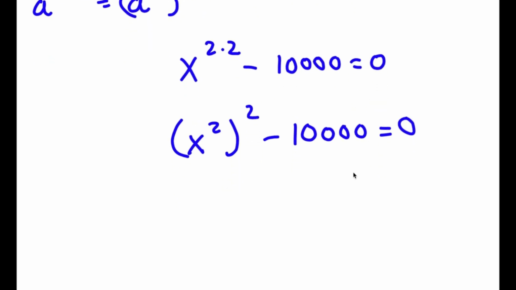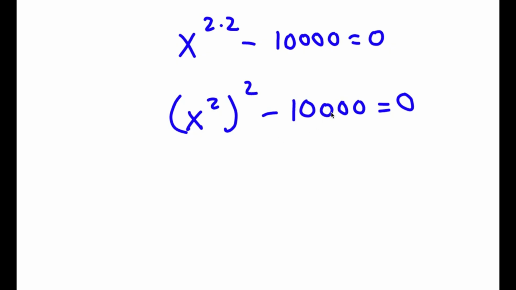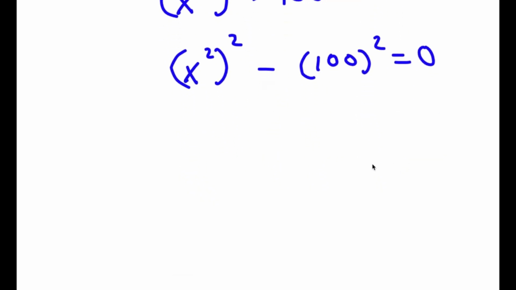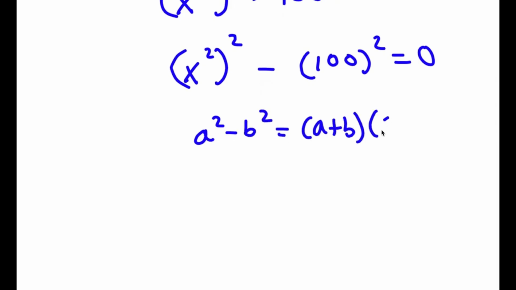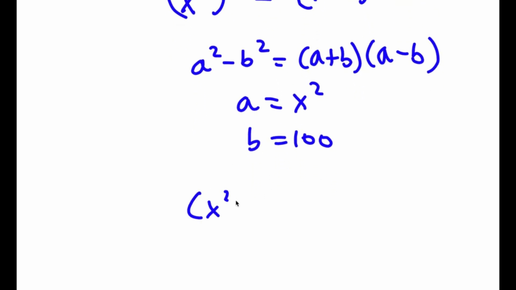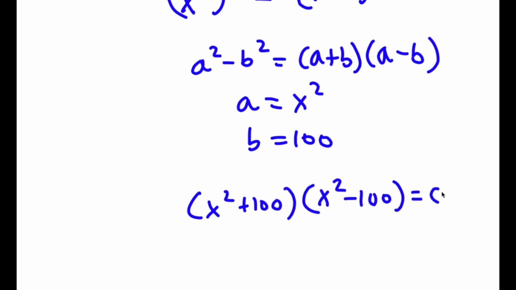Now 10,000, this is the same thing as 100 squared. So now I have x to the power of 2 to the power of 2 minus 100 squared is equal to 0. Now, if I have something in the form a squared minus b squared, this is the same thing as a plus b times a minus b. So in this case, a is equal to x squared and b is equal to 100. So I have x squared plus 100 times x squared minus 100 is equal to 0.